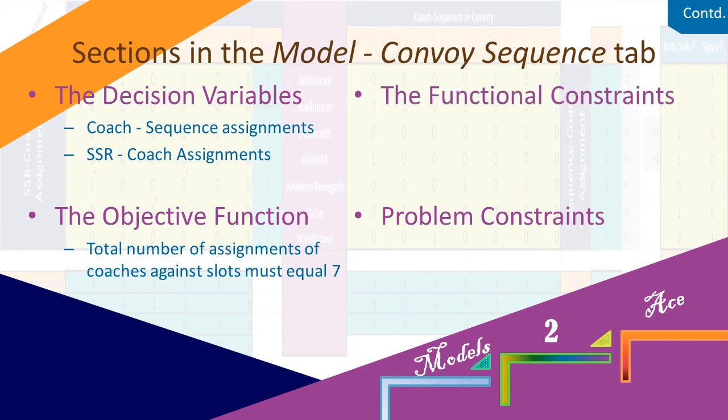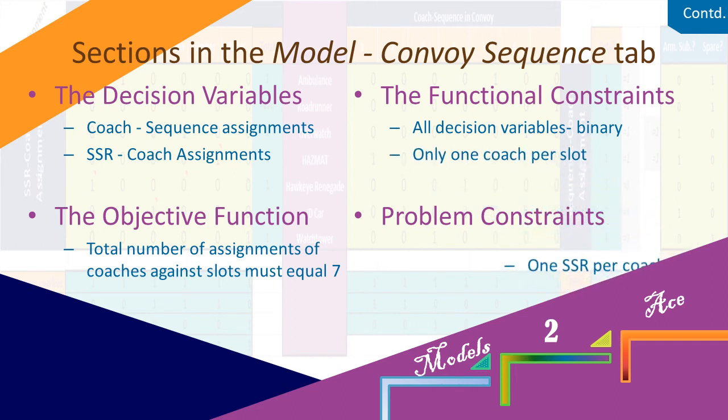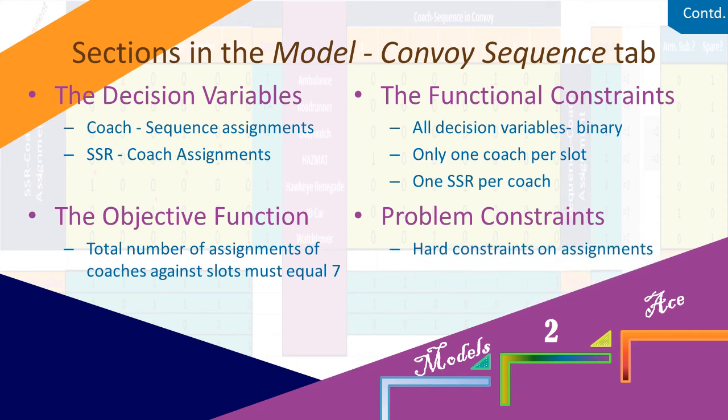The functional constraints, arising due to the particular formulation we have used for the model, are that all decision variables must be binary, there must be only one association between a coach and its slot, and finally there must be only one mapping between an SSR and a coach. The constraints specific to this problem under consideration are the hard constraints on assignments of SSRs to their coaches and coaches to their slots.